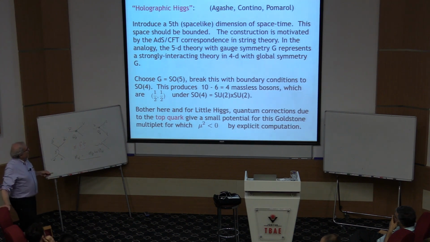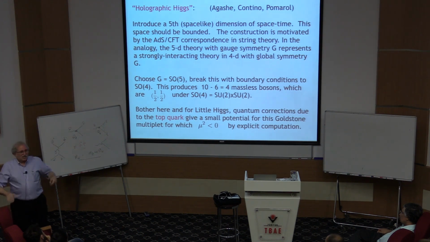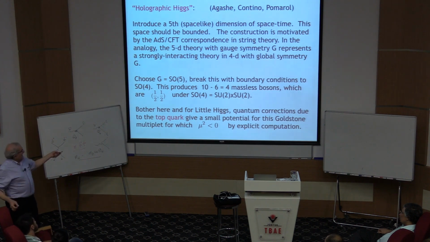I'm not going to. In particular, the 5-dimensional theory with gauge symmetry G represents, through this correspondence, a strongly interacting theory in 4 dimensions with global symmetry G. So what these people do is they choose G equals SO5. They break this using the boundary conditions at the boundary of this 5-dimensional space to SO4. This produces basically massless particles equal to the gap between these two groups. So there are 10 minus 6, or 4, massless bosons.